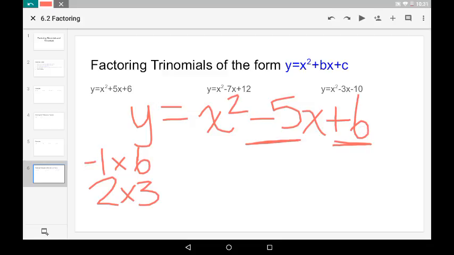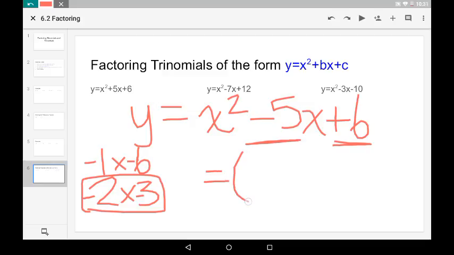So what if we had negative 1 times negative 6? We're still going to get positive 6. What if we had negative 2 times negative 3? We'll still get positive 6. If we add negative 1 and negative 6, we'll get negative 7. But negative 2 plus negative 3 gives us negative 5.